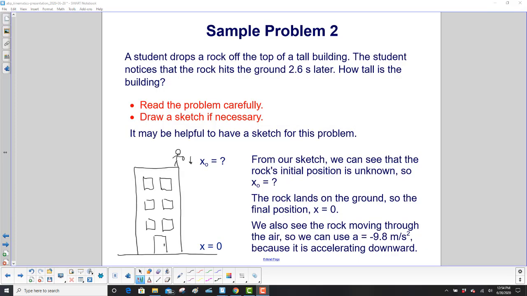Sample problem 2. A student drops a rock off the top of a tall building. The student notices that the rock hits the ground 2.6 seconds later. How tall is the building?